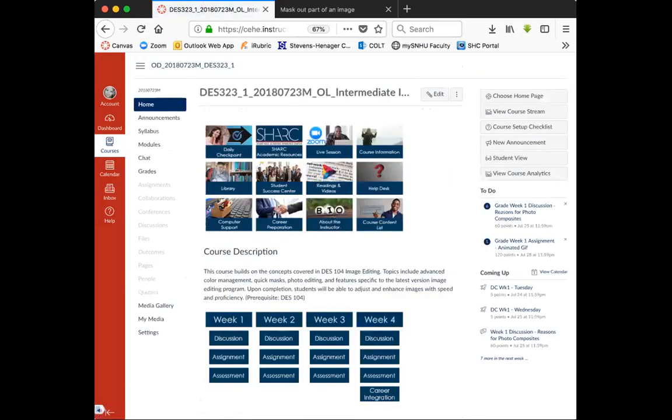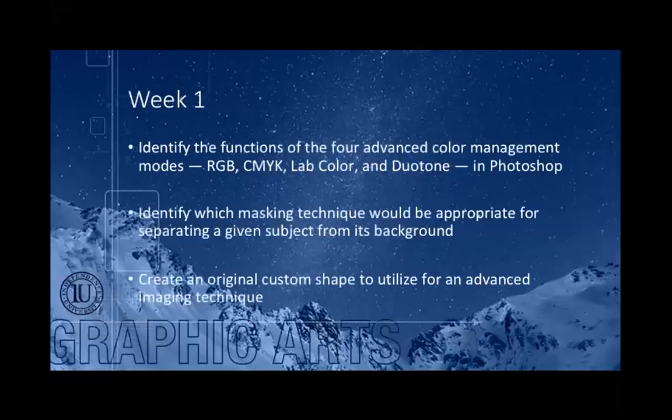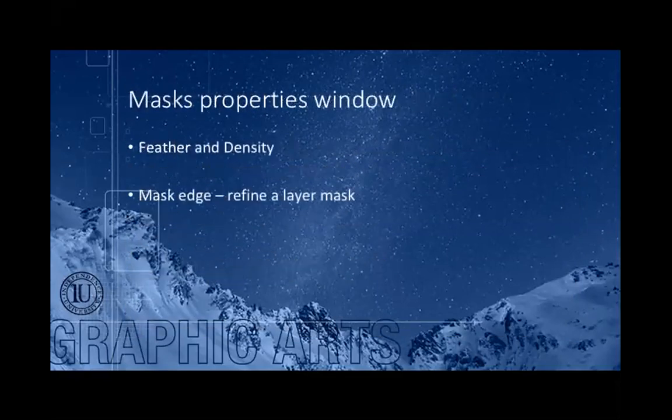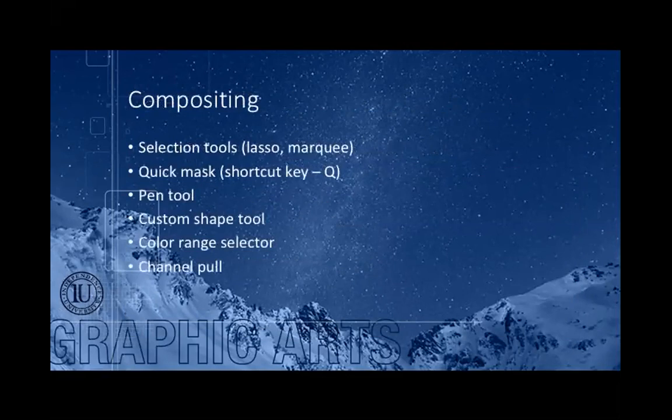All right, let me go back to my slide here. I'm going to skip ahead because these are the same slides you saw yesterday, but there are some things we didn't cover. We talked about some selection tools in general yesterday. We looked at the lasso tool and the marquee tool. We looked at quick mask and how to mask an object image. We looked at how to use the pen tool in Photoshop, the custom shape tool, the color range selector, and channel pull. I'm not sure if I showed the channel pull. We'll take a look at that in a second.